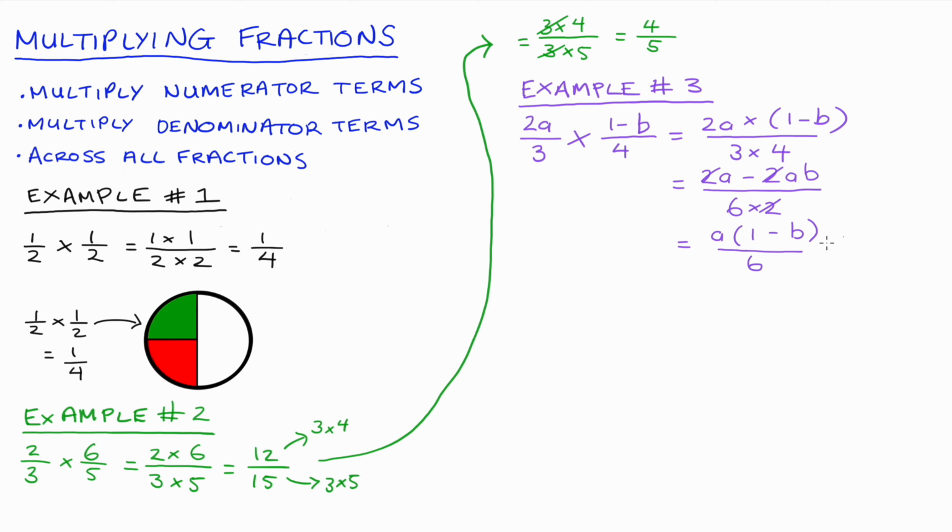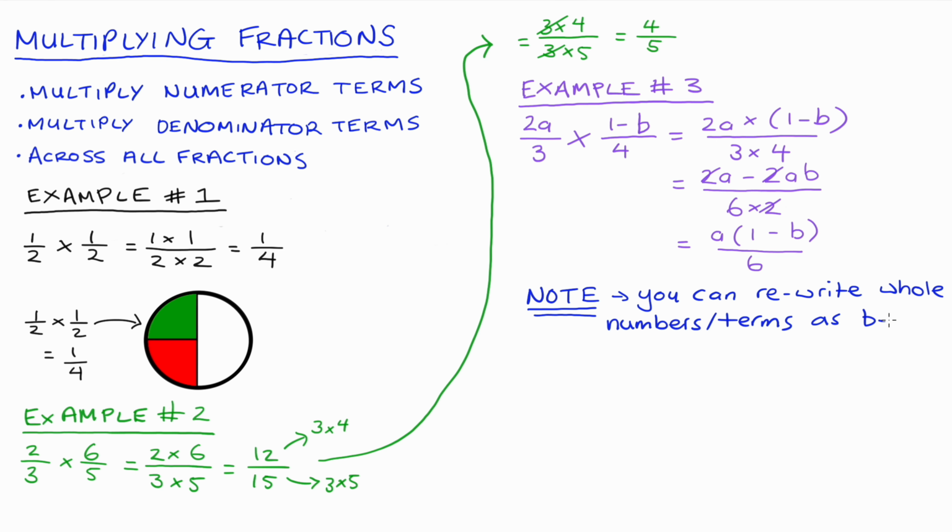Now, one last insight that I'll talk about that can be helpful is that a whole number or a whole term, so something that's not a fraction, we can express it as a fraction if we put it over 1. So something like 6, or just if we have a variable like x, we can rewrite these terms as 6 over 1 and x over 1. That's perfectly fine. And being able to rewrite them this way can sometimes help us apply our rule.